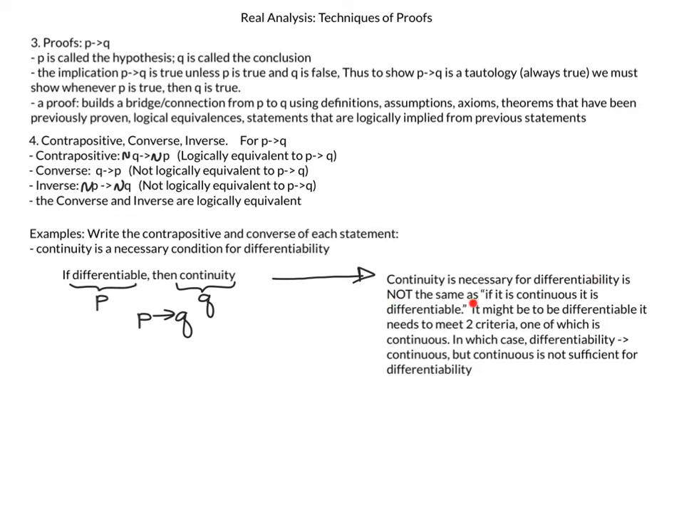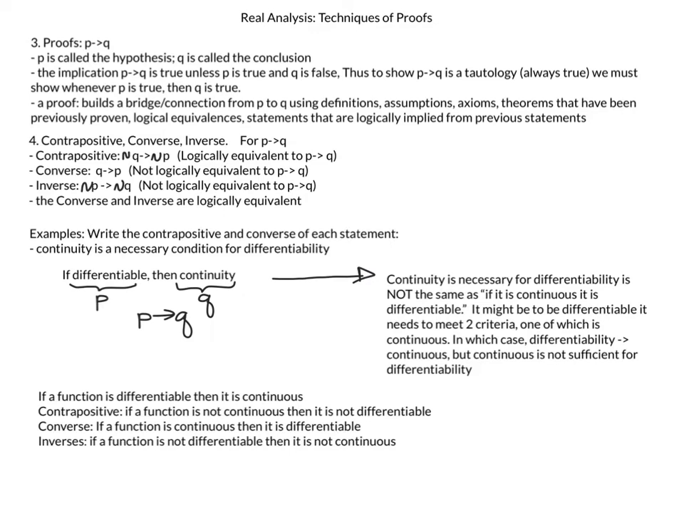It is not the same as if it is continuous, it is differentiable, because it is true that continuity is necessary for differentiability, but it also might be that to be differentiable, you might need two criteria, one of which is continuity, in which case differentiability implies continuous, but continuous is not sufficient for differentiability. It's a lot like our first example with the job and the college degree.